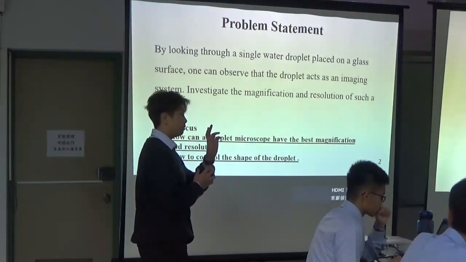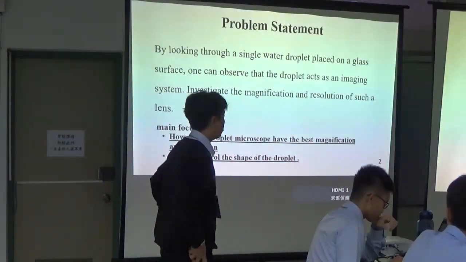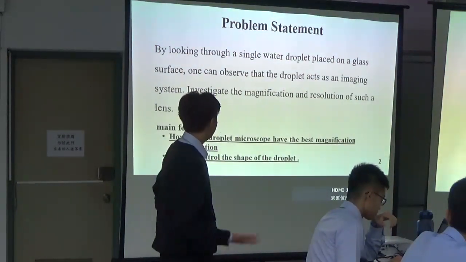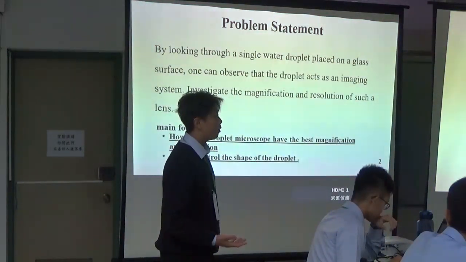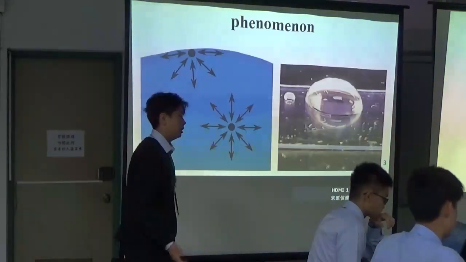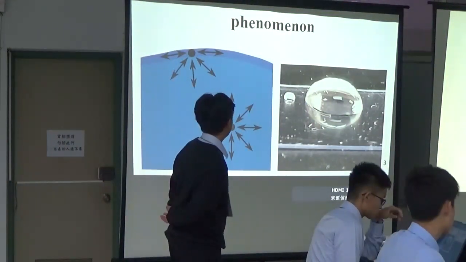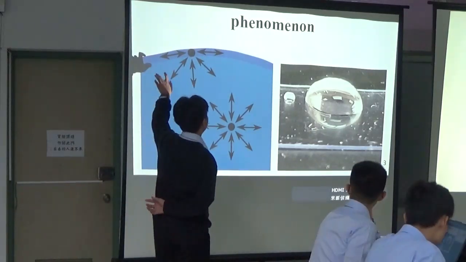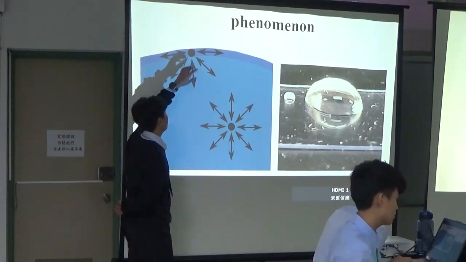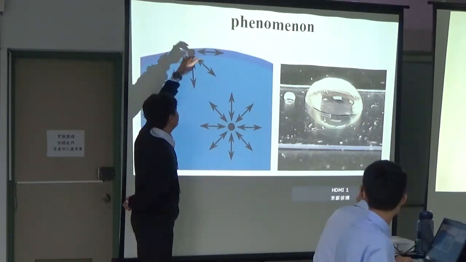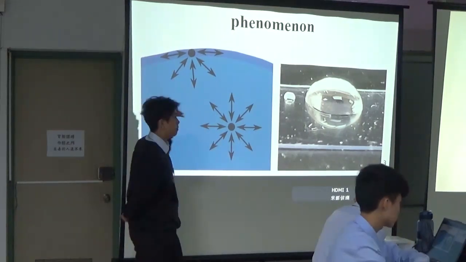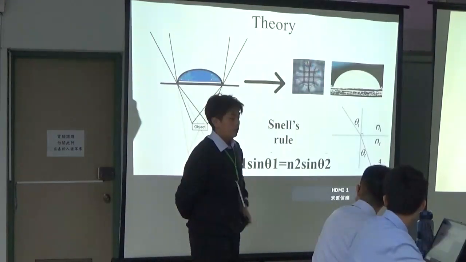First, we mainly focus on 2 points. The first point is how the droplet microscope can have the best magnification and resolution. The second point is how to control the shape of the droplet. This is the phenomenon: the outside molecules will be attracted by the inside molecules, so there is no force that attracts the outside molecules outward. The outside will be attracted by the inside, so it will form a spherical shape.